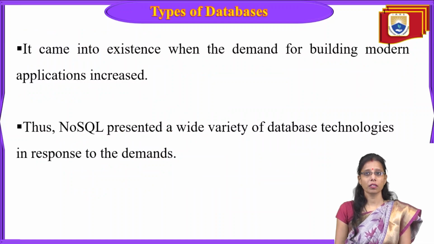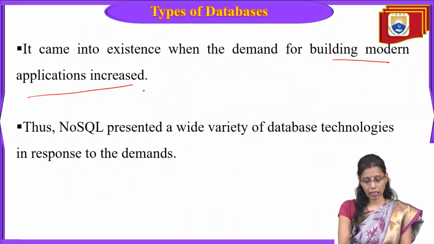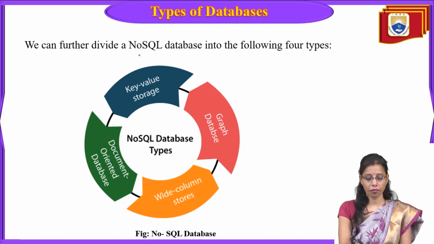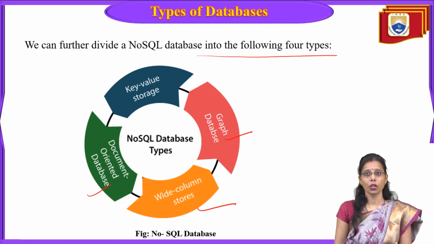It came into existence when the demand for building modern applications increased. So NoSQL presented a wide variety of database technology in response to the demands. Here we can further divide NoSQL databases into the following four types: key value storage, graph databases, wide column stores, and document oriented databases. These are the four types of NoSQL databases.